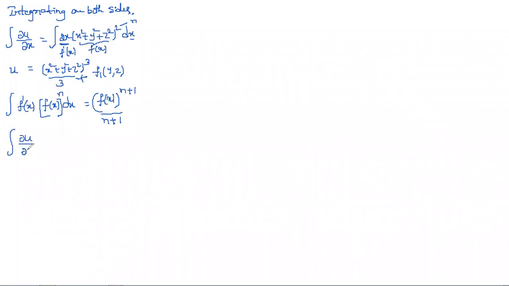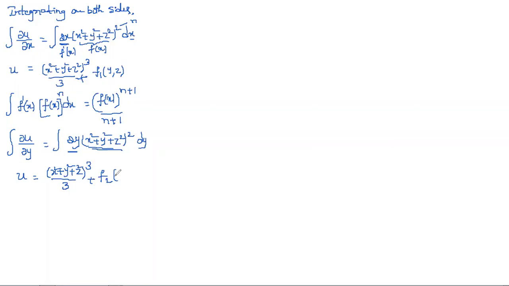The integral of ∂u/∂y is equal to the integral of 2y into (x² + y² + z²)² dy, with respect to y. And then we'll get this, there is no change here. This is f'(y) and this is f(y) to the power n. So simply we'll get (x² + y² + z²)³ by 3 plus a constant, that is nothing but f2 of x, z, since it is with respect to y.